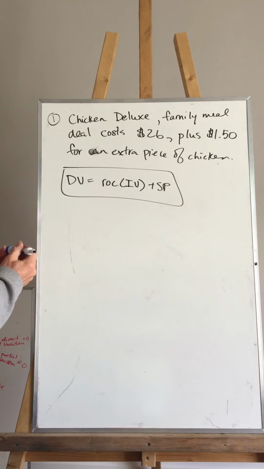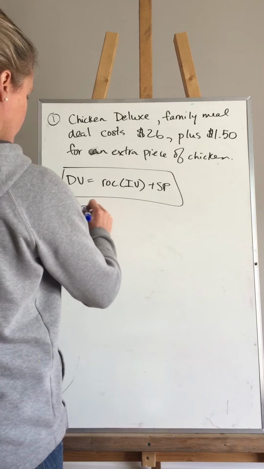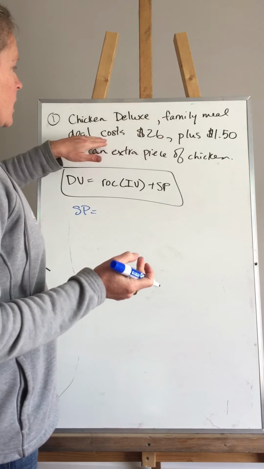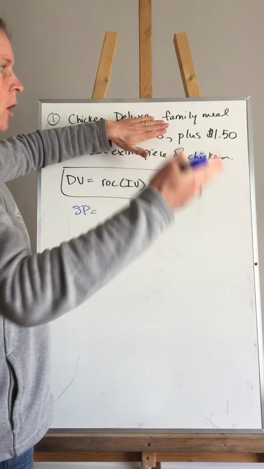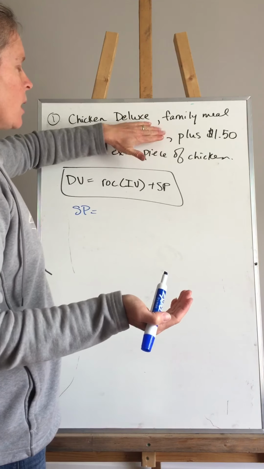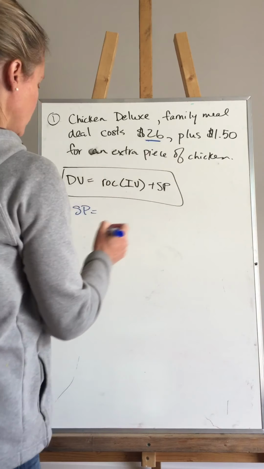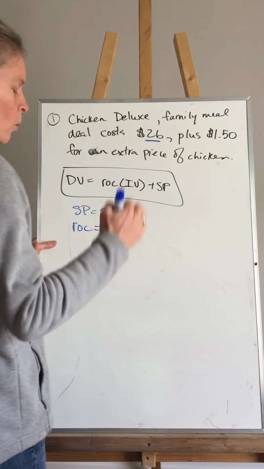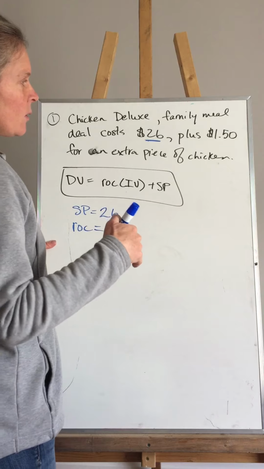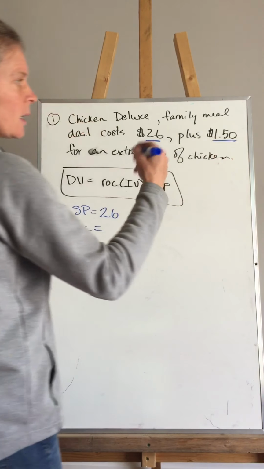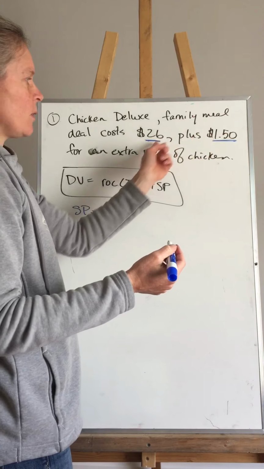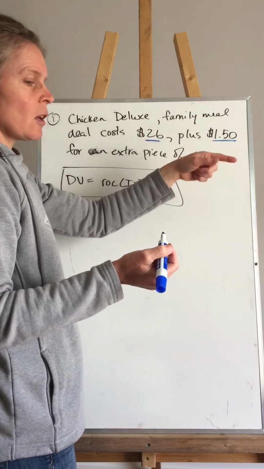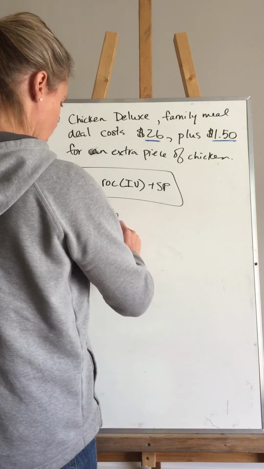Our starting point: if this was direct variation, then the family meal deal would basically be nothing. It would just cost per piece of chicken. But there is a base fee, so that is your starting point. Your starting point is $26. Your rate of change, what is this going up by at a consistent rate? It's $1.50. You add one piece of chicken, you've added $1.50 to your $26. Add another piece, you've added another $1.50, and it just goes up from there. So we'll say 1.50.